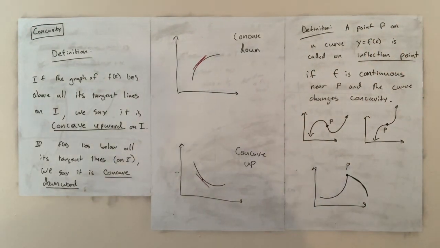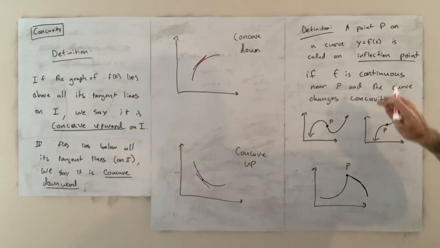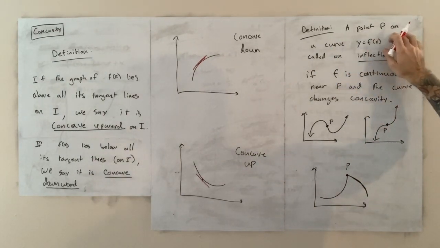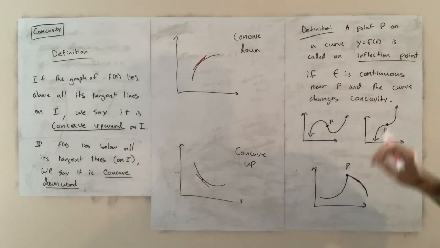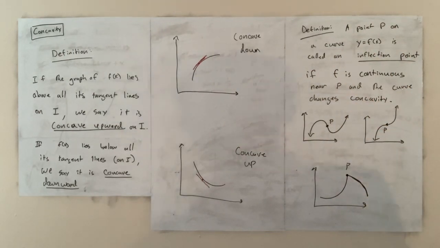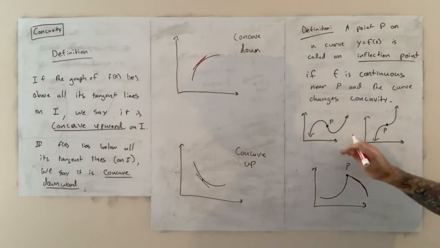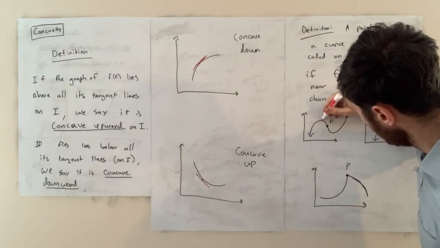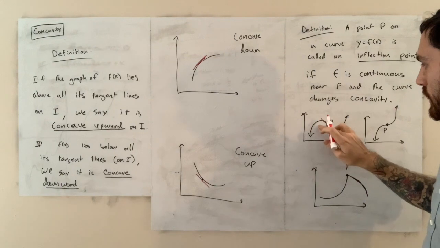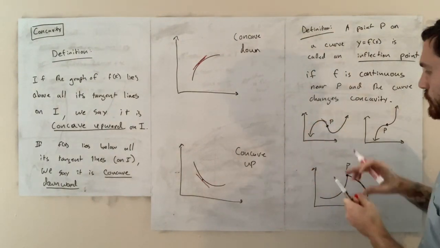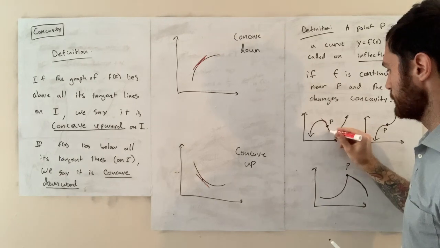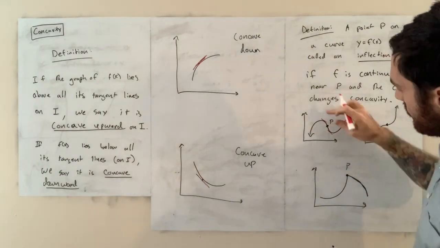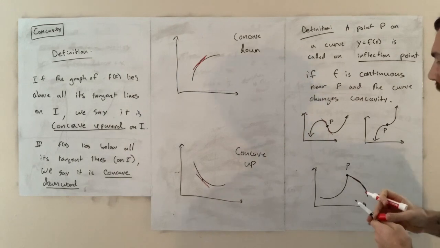Okay, so a definition is inflection point. A point P on a curve is going to be called an inflection point if f is continuous near that point and the curve changes concavity. If we look at all these examples we have written here, the concavity up to this point is going to be downward for this first one, and then the concavity of the graph changes to be upward after this point. You can view it like that.